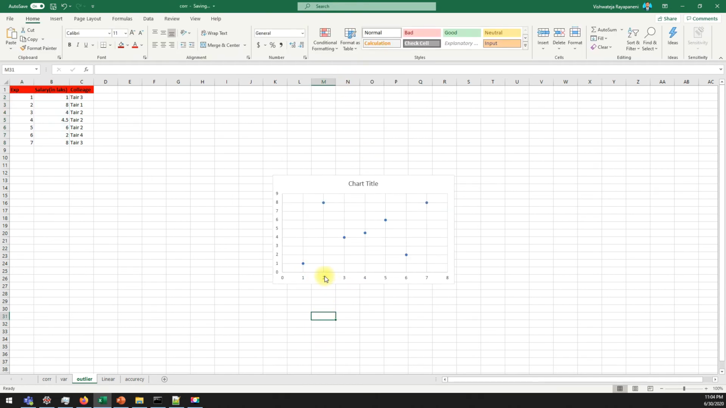If you see this, for the 2 years, on the x-axis we have experience and on the y-axis we have salary. With 2 years of experience he is gaining 8 lakhs. Now I'm repeating again: for the experience variable I don't have any outliers, for the salary variable I don't have any outliers, but when I see them together I have found one outlier.